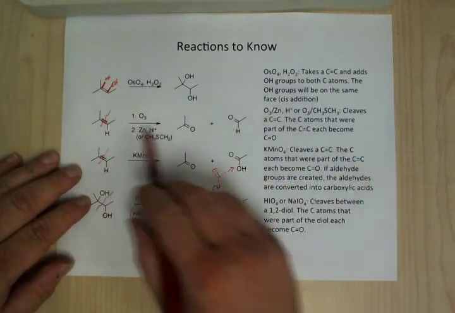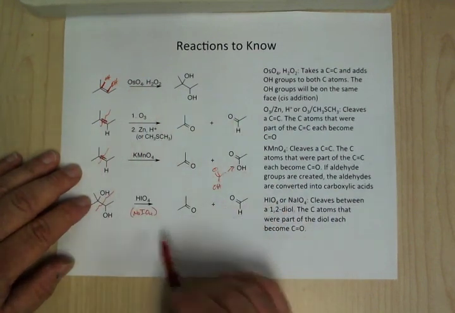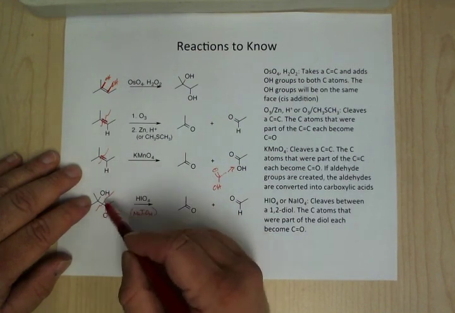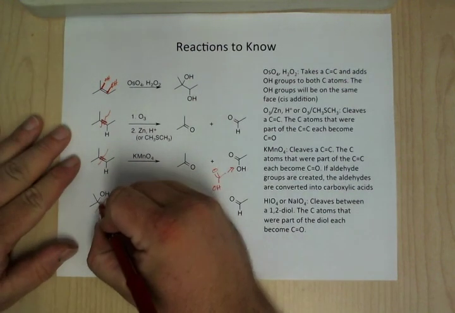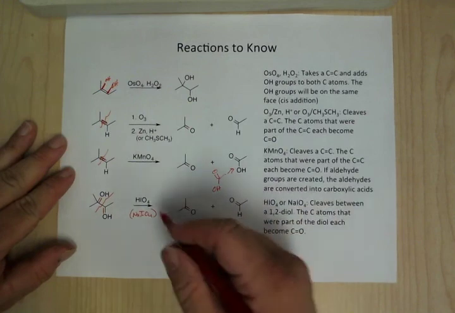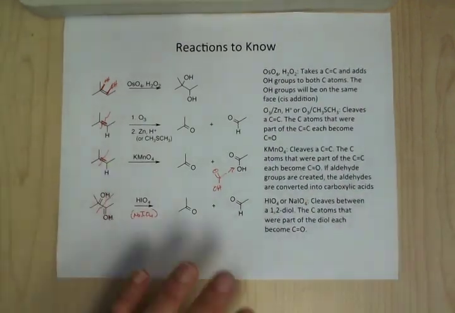So the results are very similar to the ozone, but instead of a carbon-carbon double bond, you cleave in between a carbon-carbon bond bearing the OH groups. And so this ends up, instead of a C-O, you have C double bond O, and these hydrogens go away. So, like that. Good luck.